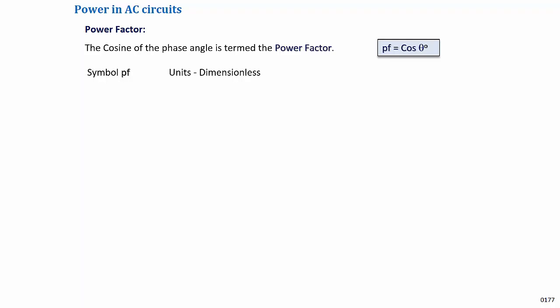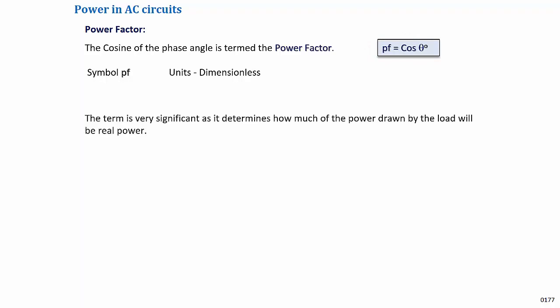The term power factor is the name given to the cosine of the phase angle as shown in the highlighted box, symbol PF, and the units are dimensionless. This term is very significant as it determines how much of the power drawn from the load will be real power.